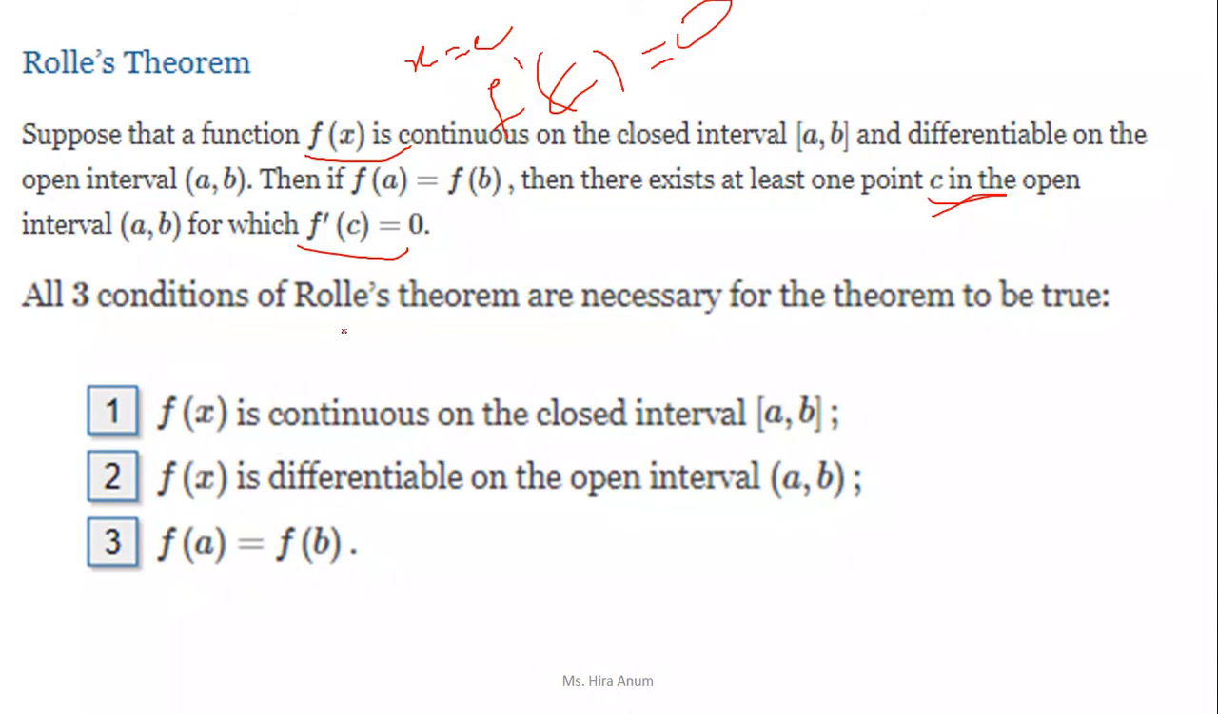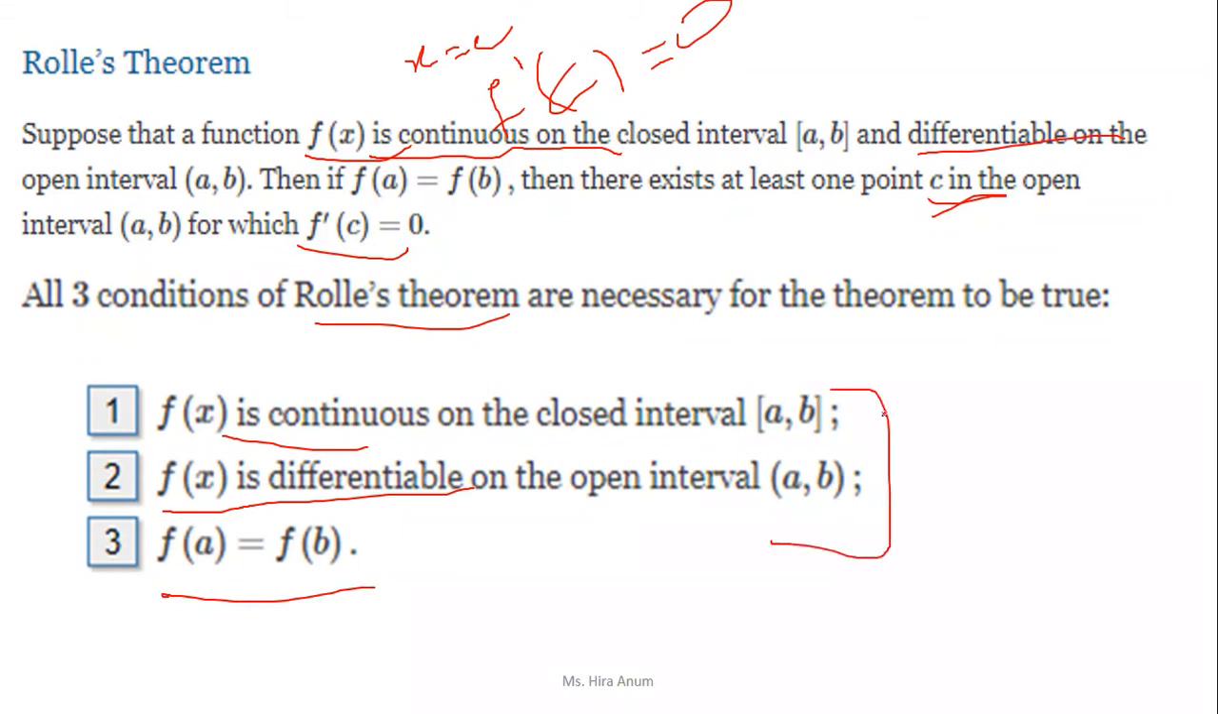Rolle's theorem has three conditions. One is f of x is continuous, which we studied in the definition. Second, f of x is differentiable. Third, f of a equals f of b. If all three conditions hold, then Rolle's theorem can be applied. Otherwise, if any one of these is not satisfied, then the theorem is not applicable.